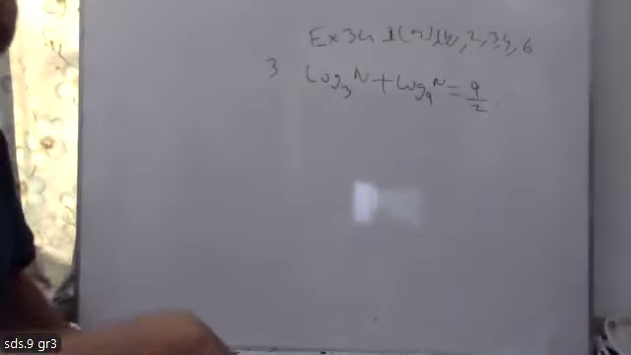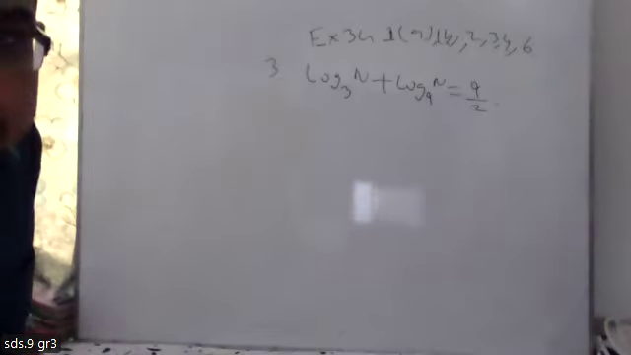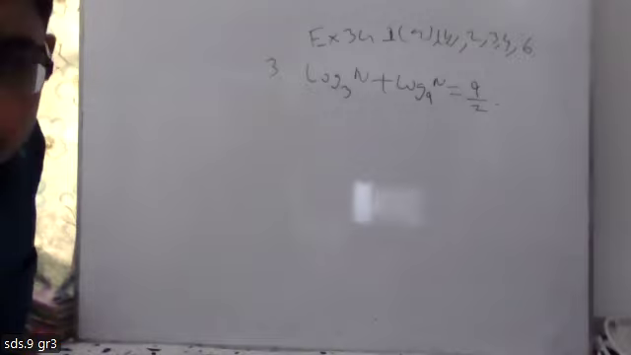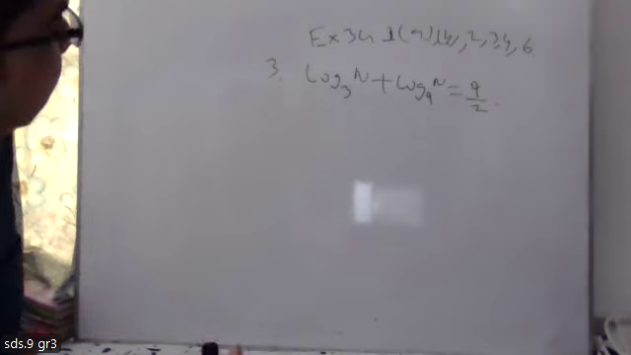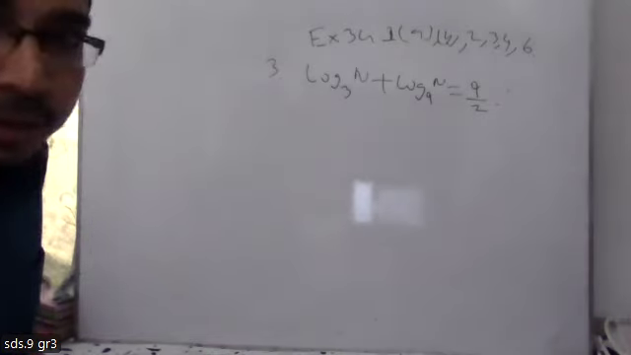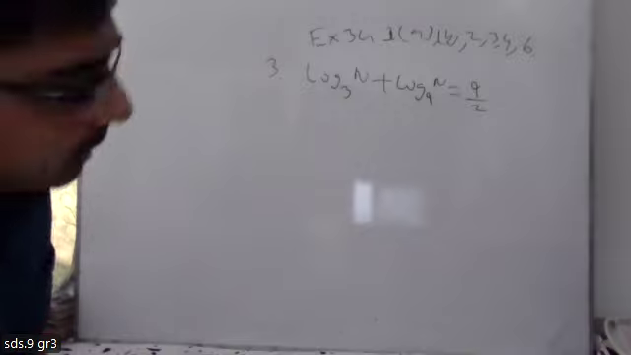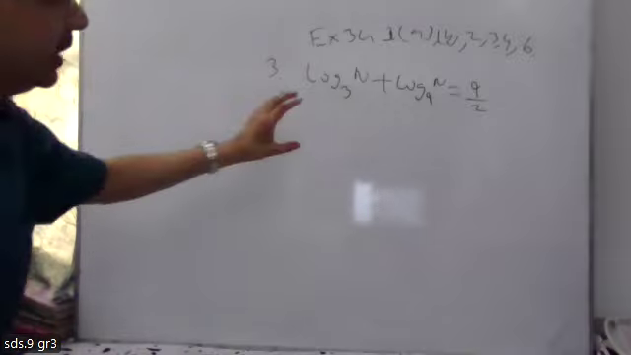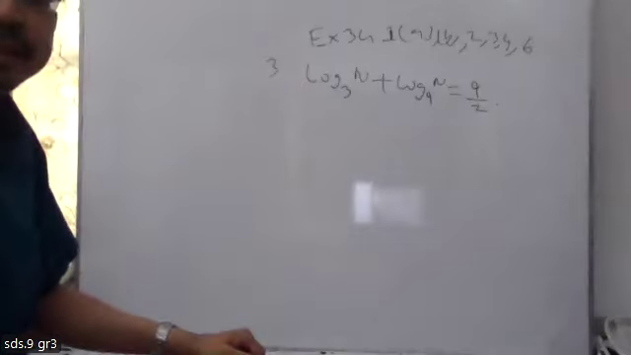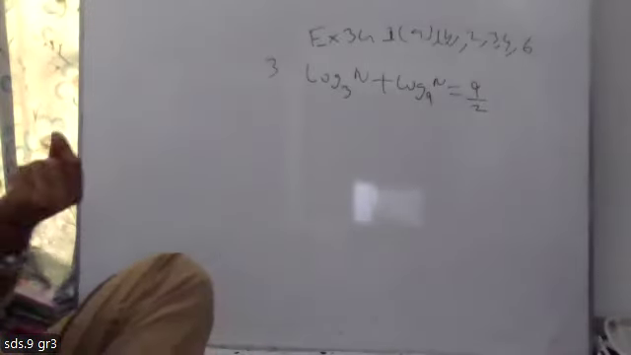Okay, now here what do we see? We have two different bases, right? We have 3 and we have 9. Different bases, but they do have an intimate relationship, right? 9 is 3 square. So it will be wise to convert to base 3. I can even convert to base 9, but converting to base 3 will be slightly easier.